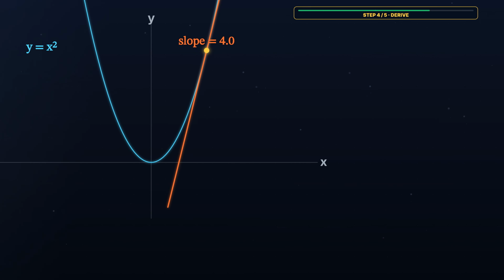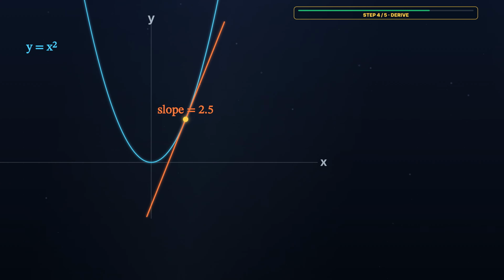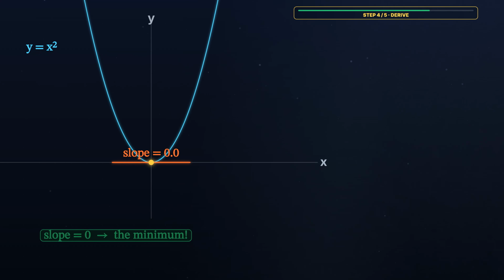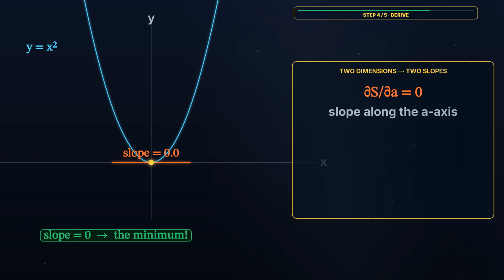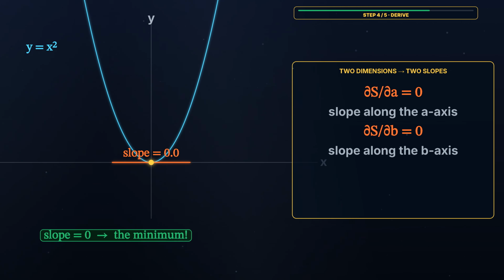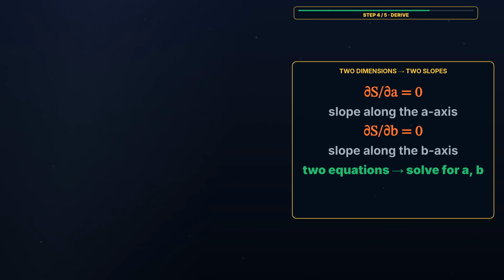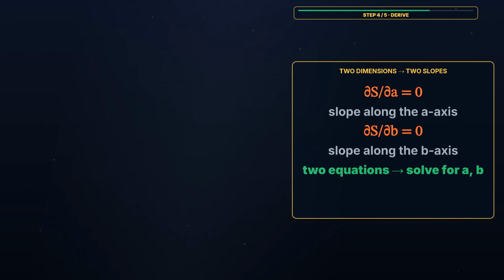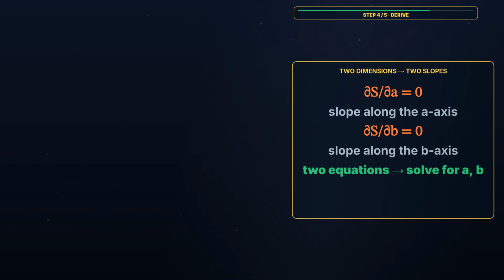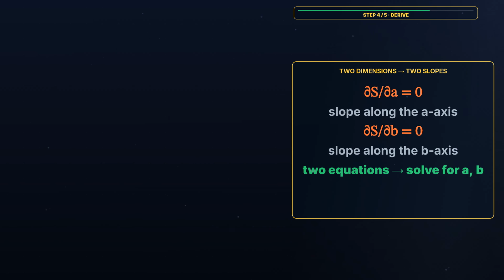How do we find the bottom of the bowl? Calculus. Start simple. Here is y equals x squared. A dot starts at x equals 2, steep slope of 4. It slides downhill as the slope drops, reaching 0 exactly at the minimum. In 2 dimensions, both partial derivatives must be 0: 1 for slope a, 1 for intercept b.